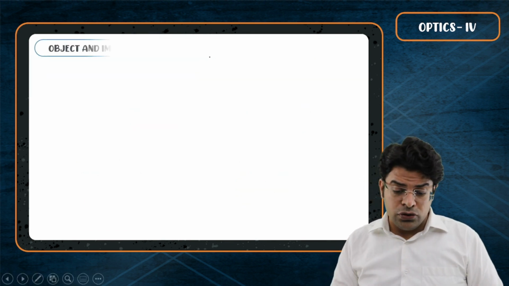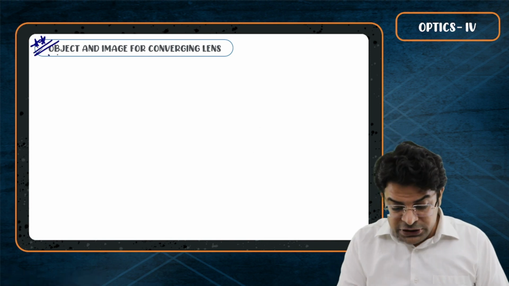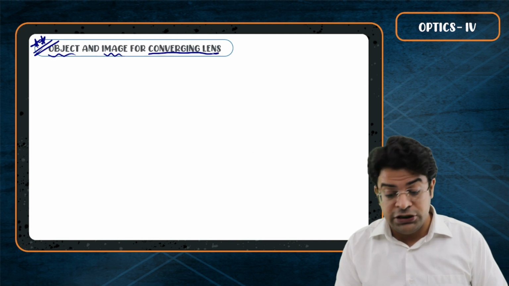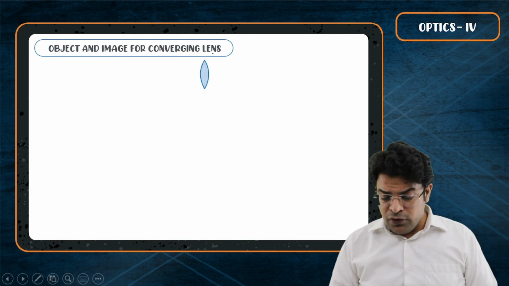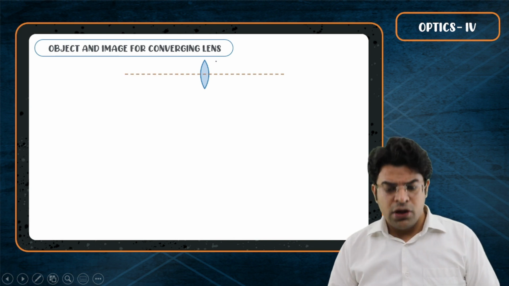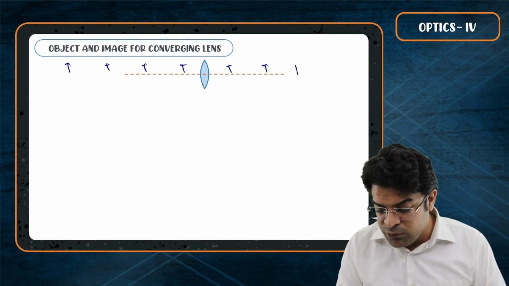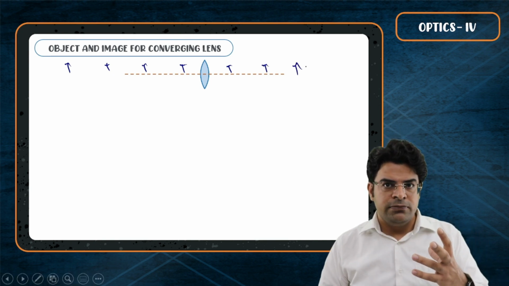So now we are going to talk about the most important thing in this hour. That is the object and image positions for converging lenses. So if you have a converging lens, and let's say this is the principal axis of the converging lens, for every position of the object, where is the image formed and what is the nature of the image? And this is important.